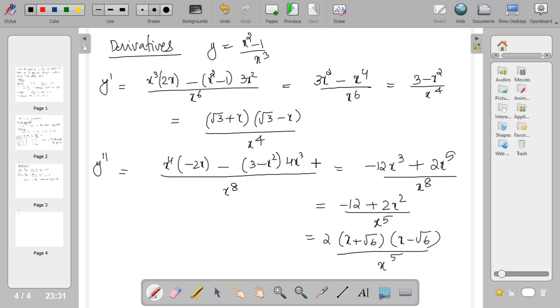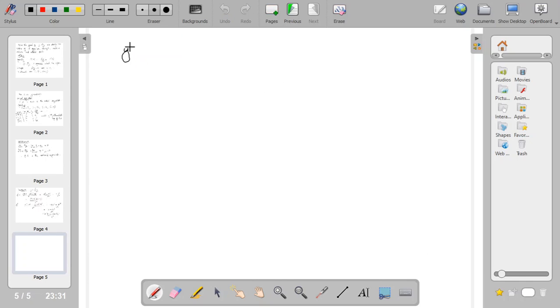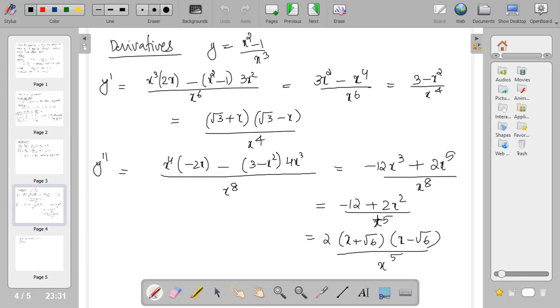And now y dash is equal to 0 when x equal to root 3 and minus root 3. So y dash equal to 0 implies x equal to root 3 and minus root 3. And now let us find y double dash at root 3. So y double dash at root 3.